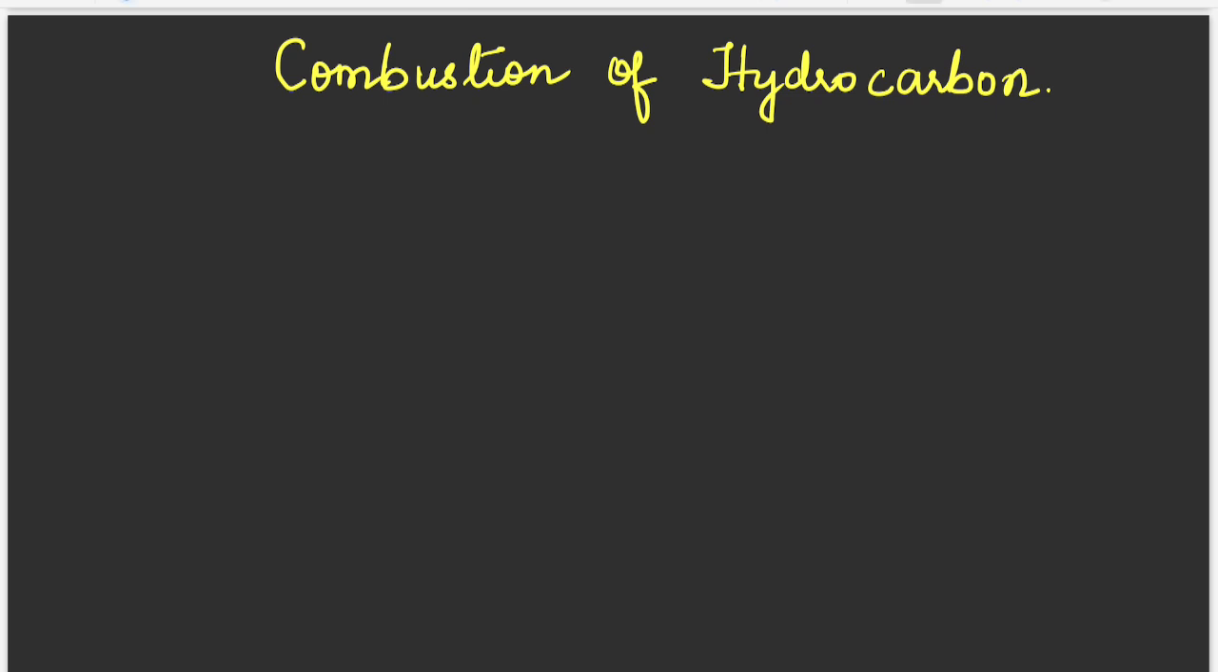So first, what is combustion? Combustion means whenever you are burning hydrocarbons. Hydrocarbon means two elements: carbon should be there and hydrogen should be present. Hydro means hydrogen element will be present, and carbon element will be there. So if carbon and hydrogen elements are present, they are called hydrocarbons. So hydrocarbons, when you are heating in the presence of excess of oxygen.